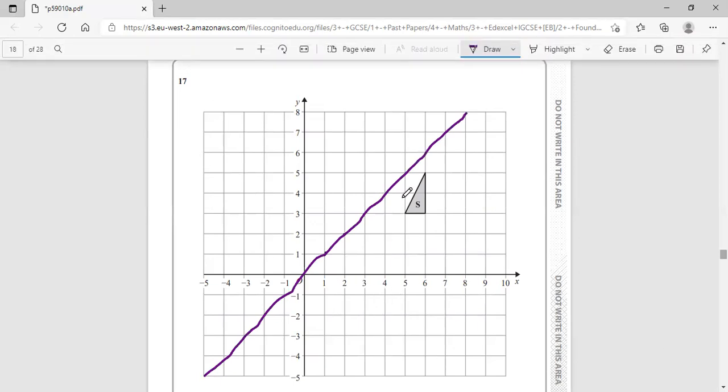Now we need to reflect this. This corner here is 2 this way, so it's going to be 2 this way. Then we can just work it out from there. That's going to be 1 up, it's going to be there, it's going to be there. We've got a triangle here, and I believe it said to label it R. And that is our triangle R.